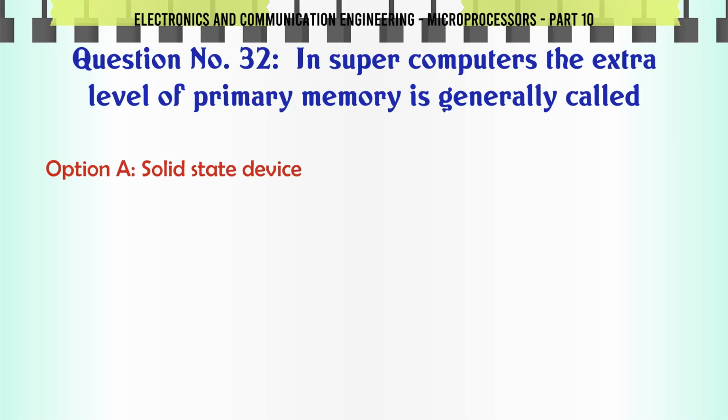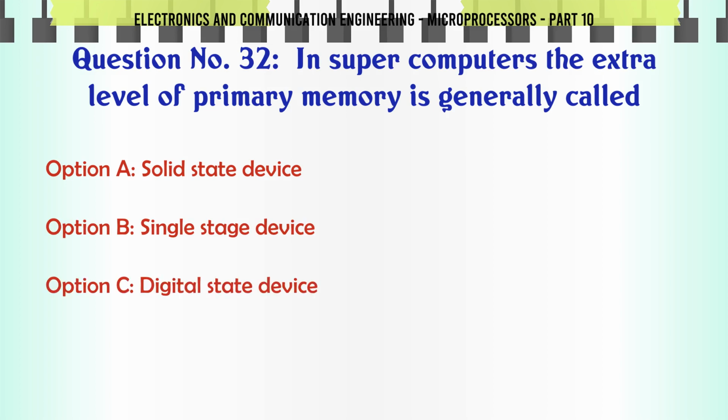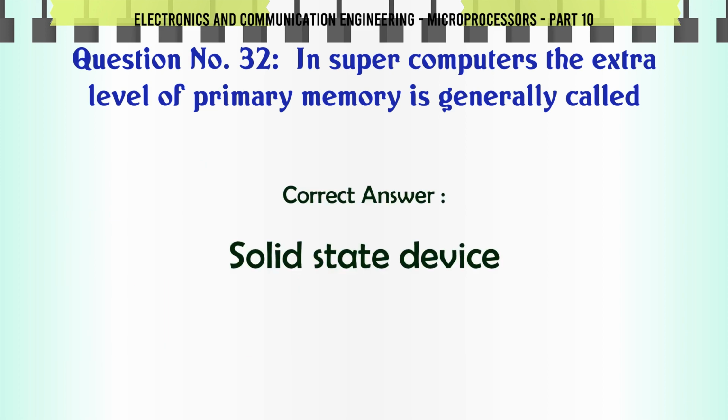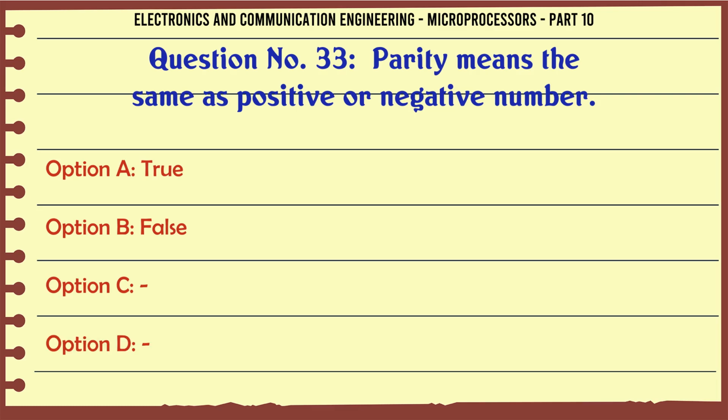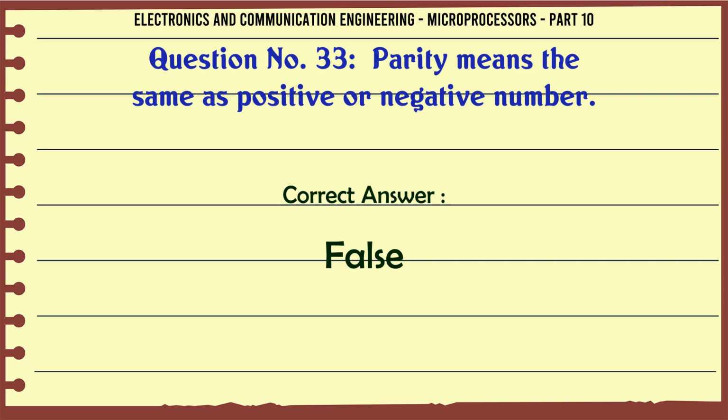In supercomputers, the extra level of primary memory is generally called A. Solid-state device, B. Single-stage device, C. Digital-state device, D. Surface-stage device. The correct answer is solid-state device. Parity means the same as positive or negative number. A. True. B. False. C. D. The correct answer is false.